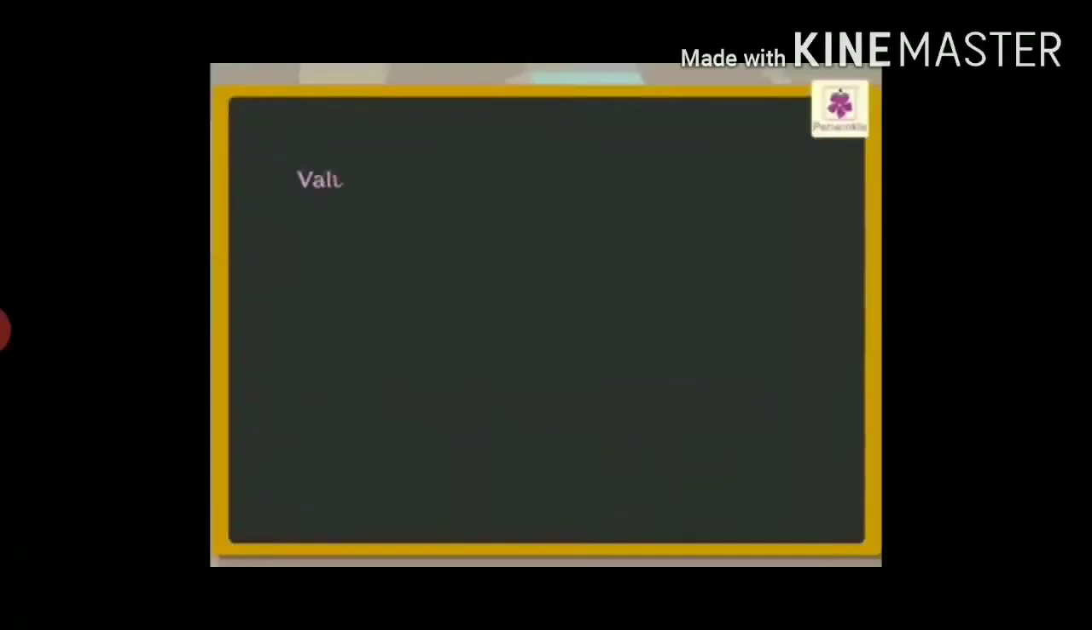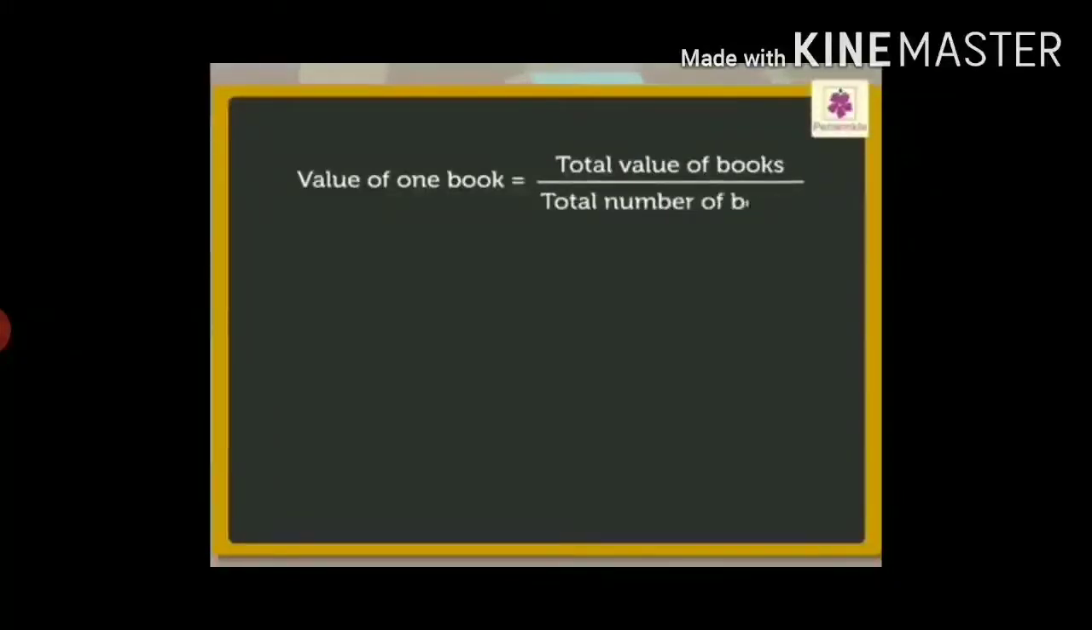So, here we first need to find out the value of 1 book. Now, to get the value of one book, we have to divide the total value of books by the total number of books. So, here we divide 80 by 8 to get the cost of one book.